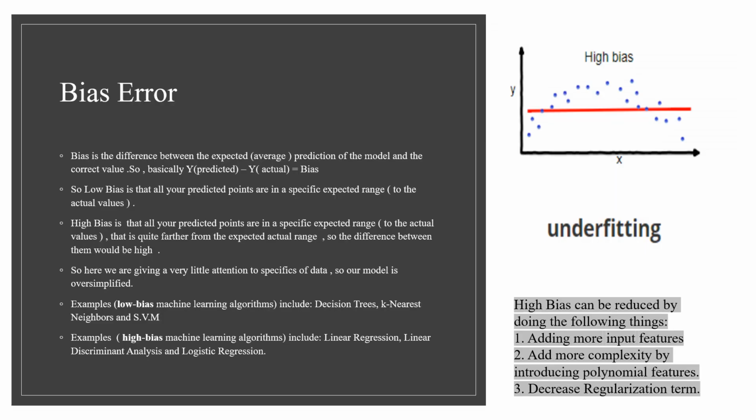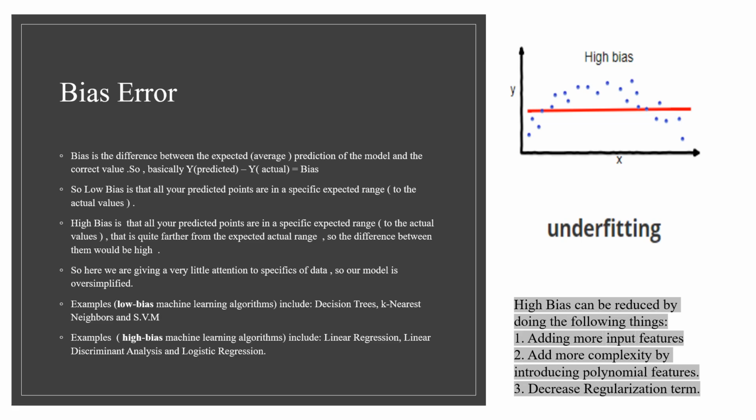So first, what's a bias error? Bias is basically the difference between the expected prediction of the model and the correct values. It's the difference between the predicted value and the actual value. That's the bias. So how far you are from the actual value when you're predicting, that's your bias. Low bias is when all your predicted points are in a specific range and near the actual value. While high bias is when all of your points are in a specific range, but quite far from the expected actual range. So the difference between them would definitely be high, which would be the cause of high bias.